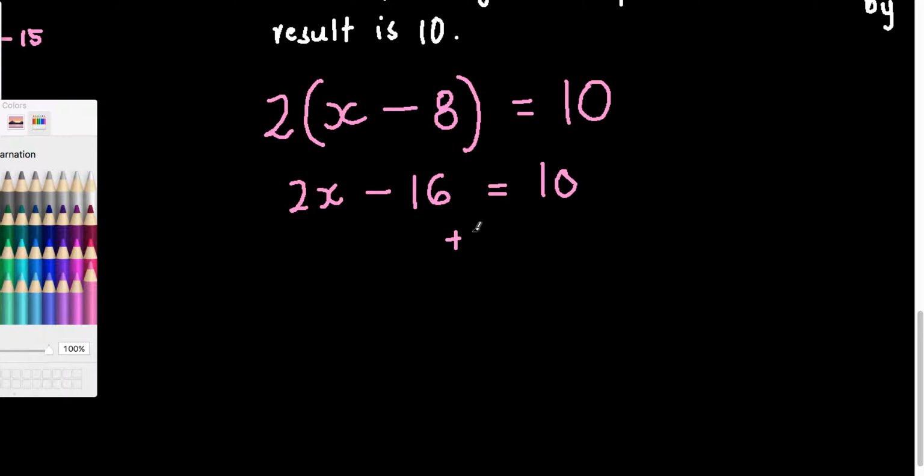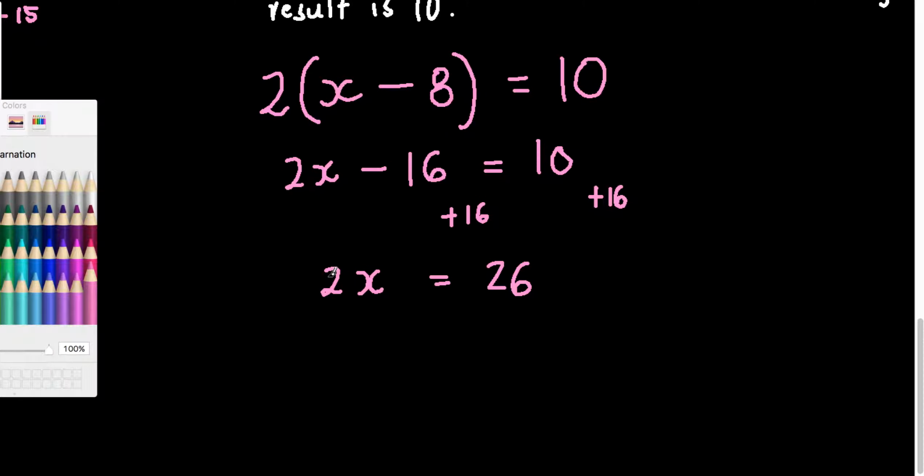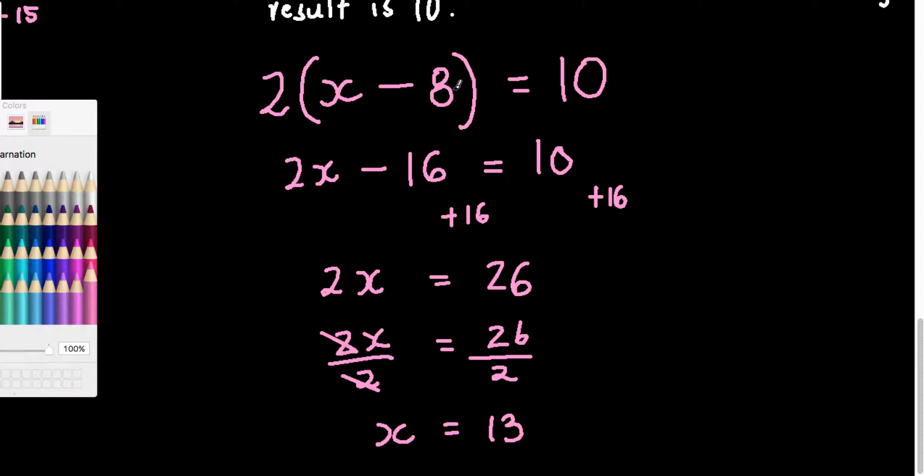Let's now add 16 to both sides. So 2x is 26. From there, I just need to know what do I multiply by 2 to get 26. So you could write x equals 13, or you can divide both sides by 2. So 26 divided by 2. And there's my final answer at the bottom. I check it by putting 13 up here. 13 minus 8 is 5, and 2 times 5 is 10, so that works out well.